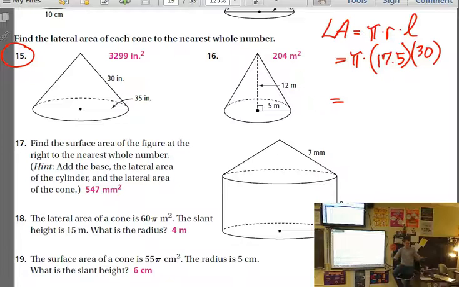1,649, you're fine. You treated the radius as 17.5. If you treat the radius, so here, I'll write that up here. 1,649. If you treated the radius as 35, then you get your 32.99.